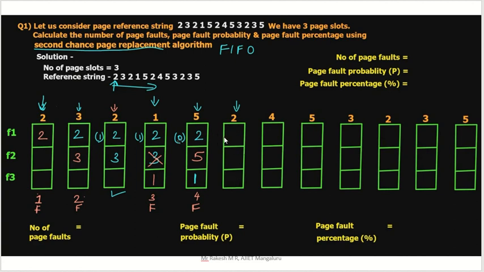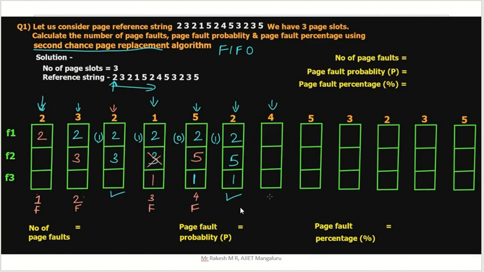But in the place of 2 we are writing 1, and in place of 0 again we are giving 1. Okay, again a second chance is given to 2, and this is a page hit. Second chance is given to 2 because 2 is asked again. Then go for 4. Is there an entry of 4 here? The 4 entry is not there.